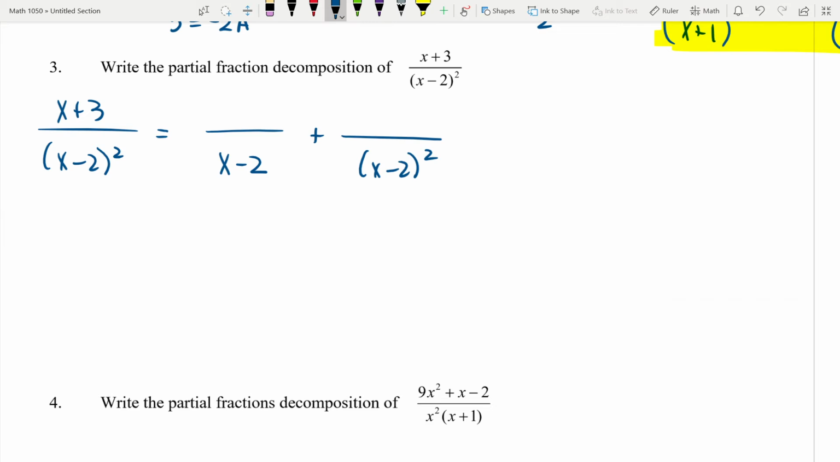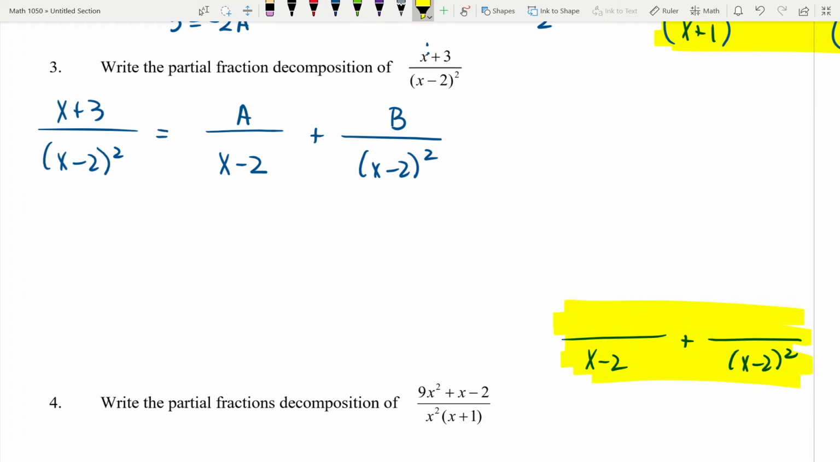So up above here, I want you to put an A. Up above here, I want you to put a B. Then I'm going to come off to the side, and I'm going to set my answer up. So then all I have to do is find my A, find my B, and I'm good. The original denominator, once it's factored, is x minus 2 squared.